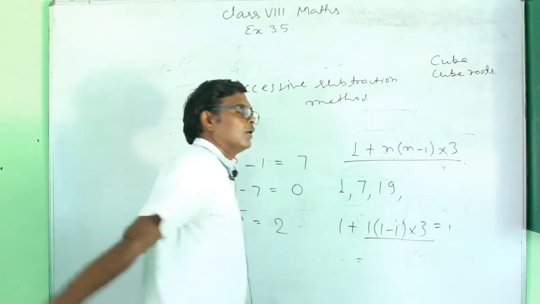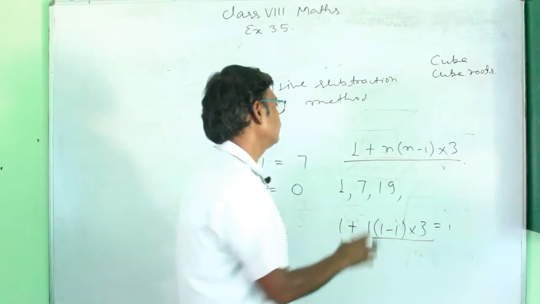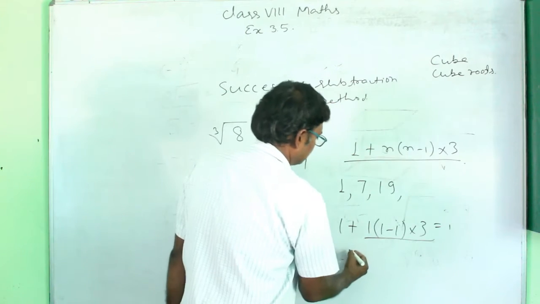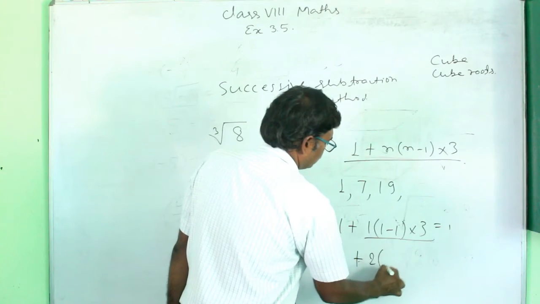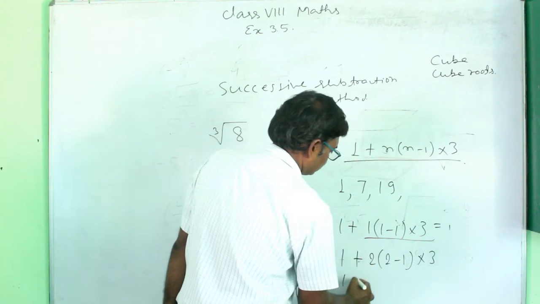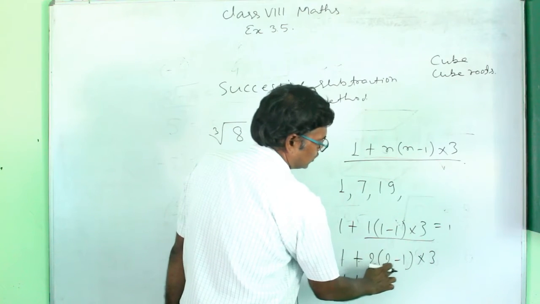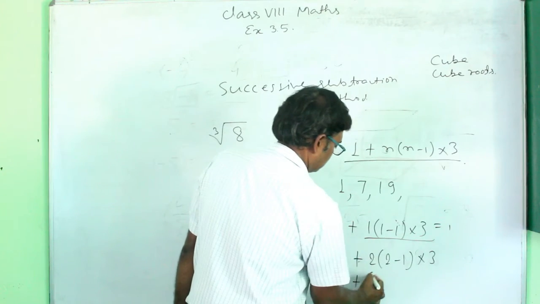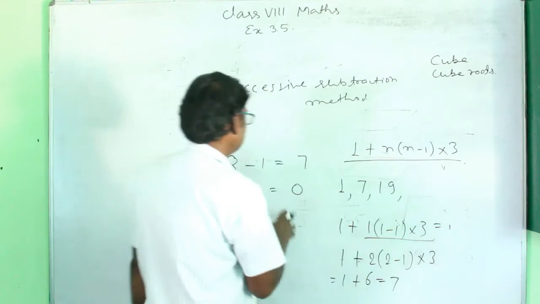When n equal to 1, this will be 1, and when n equal to 2, then 1 plus 2 into 2 minus 1 into 3. So this will be equal to 7. See here, 2 minus 1 is 1, then 1 into 2 is 2, and 2 threes are 6. So it will be 7. So the second number is 7.